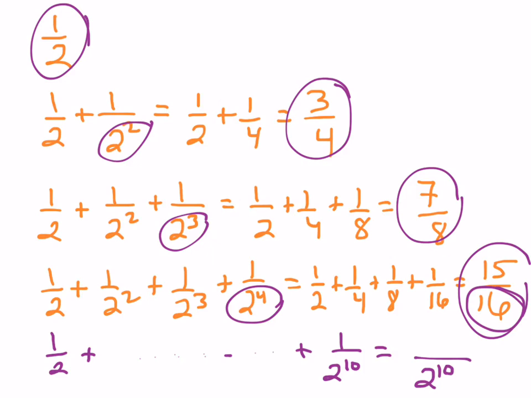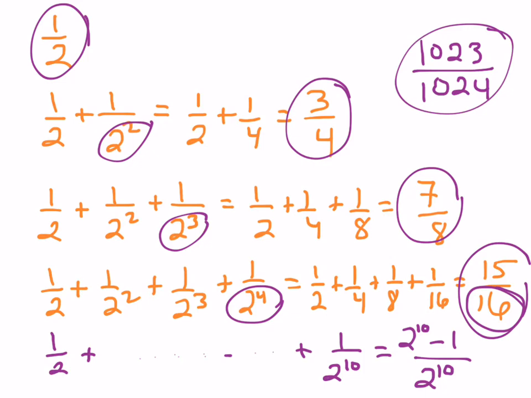Well, 1/2, 3/4, 7/8, 15/16. Notice it's always just one less than whatever the denominator is. So if I can figure out 2 to the 10th and just subtract 1, that would tell me what the numerator is. And that turns out to be 1023 over 1024.